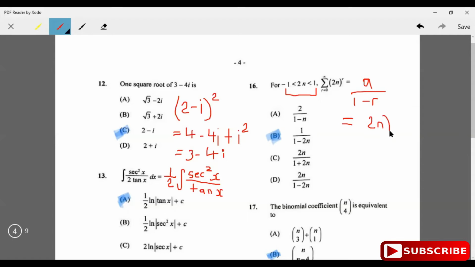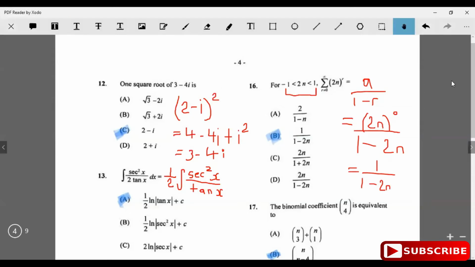2n raised to the 0 power over 1 minus r. The common ratio, they're telling us that r is 2n. 2n to the 0 is 1, and so it is 1 over 1 minus 2n. And that is option B. Easy question. Sir, go again. Next, when you plug in 0.